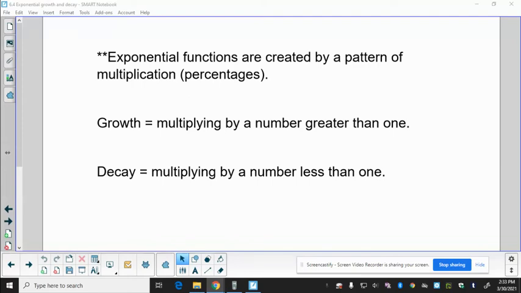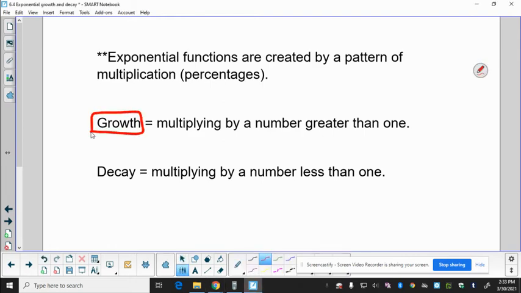Let's keep taking a look at these exponential functions and see what else we can learn about them. So let's take a look at this slide and try to understand what this is all about. Exponential functions are not linear. Linear functions are created by adding or subtracting the same value over and over again, not exponentials. It's through the process of multiplication.